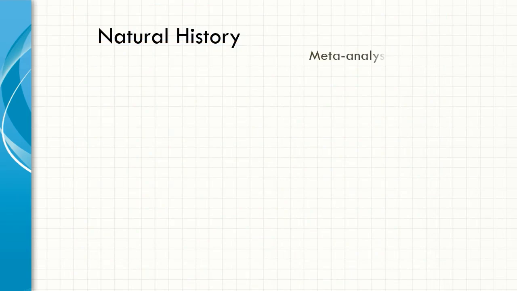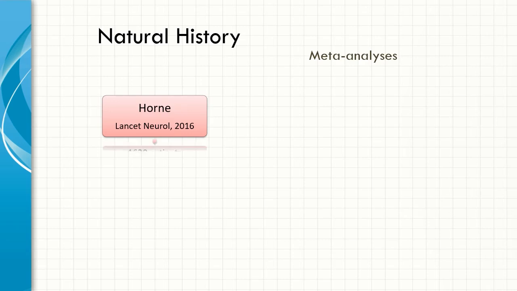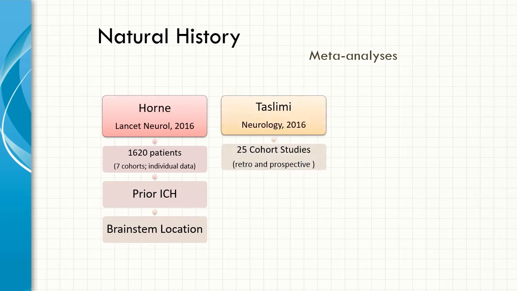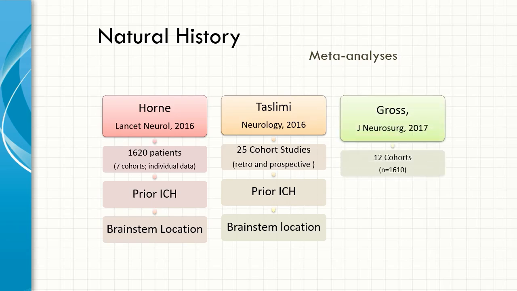There have been 3 meta-analyses of data, including this one from Horn, which was an individual patient data meta-analysis. It included 620 patients from 7 cohorts, and prior hemorrhage and brainstem location were most significant in predicting future hemorrhage. Another study also found the same thing when they assessed 25 cohorts using both retrospective and prospective natural history studies. Gross and colleagues looked at 12 cohorts of 1,610 patients, and again, prior hemorrhage predicted future hemorrhage.